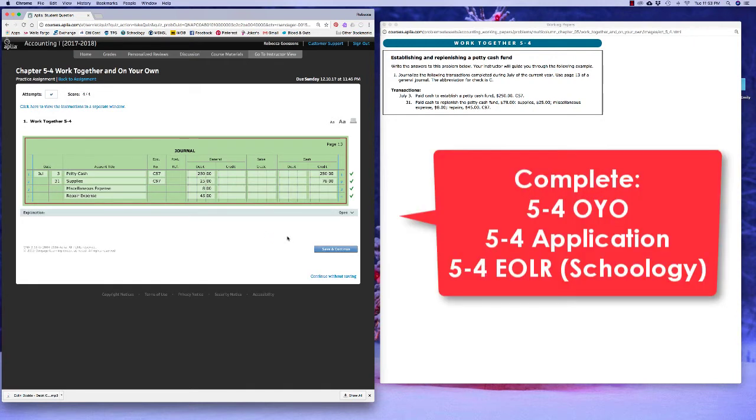At this time, you have a couple more things to do. I want you to do the 5-4 on your own, the 5-4 application problem, both of which are on Applia, and then head over to Schoology and work on the 5-4 EOLR.